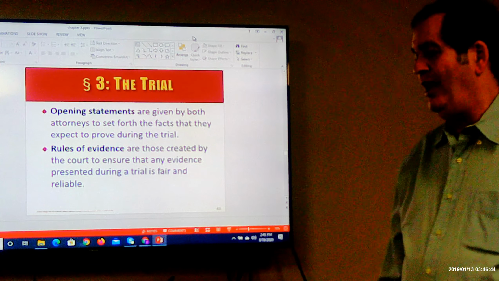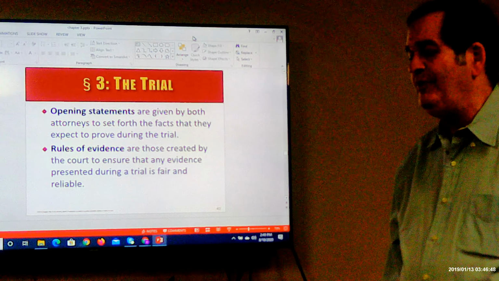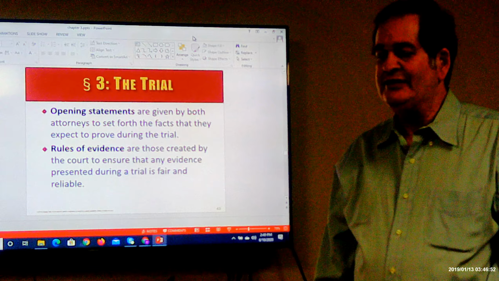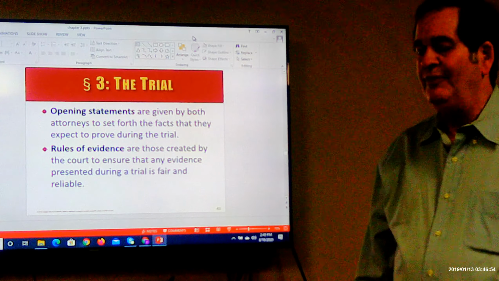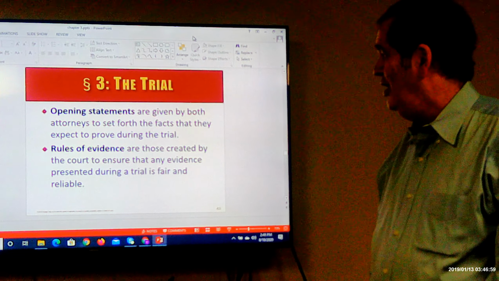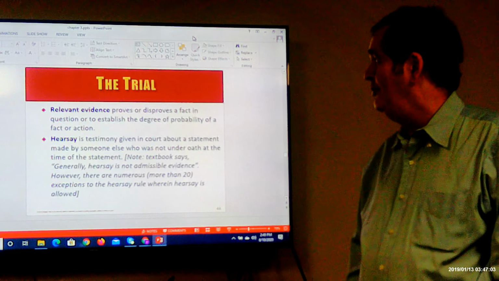Alright, so in every trial the rules of evidence apply. We'll be talking about evidence later. So not everything can be presented to the court. Only those things that the legal system has deemed appropriate, and generally the way of thinking of it is, is it reliable in order to be presented? Is it fair and reliable?